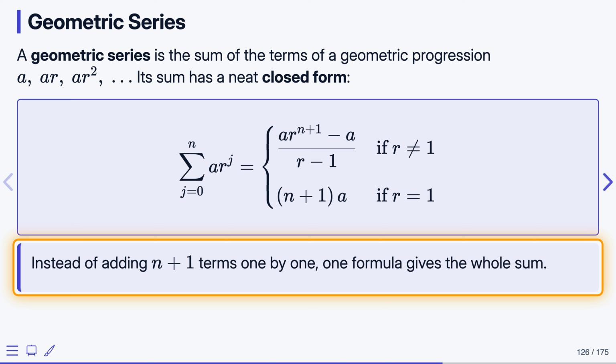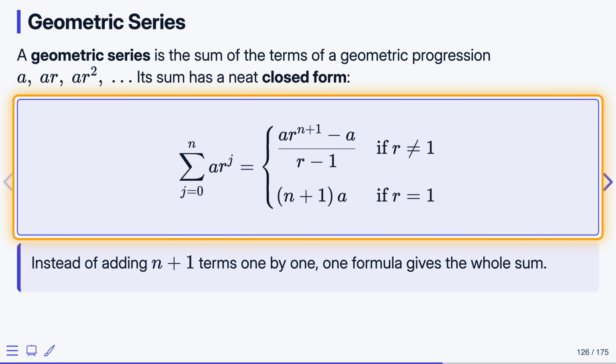A geometric series is a special, very common kind of sum. Each term is the one before it multiplied by a fixed number r, called the common ratio. So the terms are a, then a times r, then a times r squared, and so on. The sum has a short answer, which we call a closed form, and there are two cases. If r is not equal to 1, the whole sum equals a times r to the n plus 1, minus a, all divided by r minus 1.